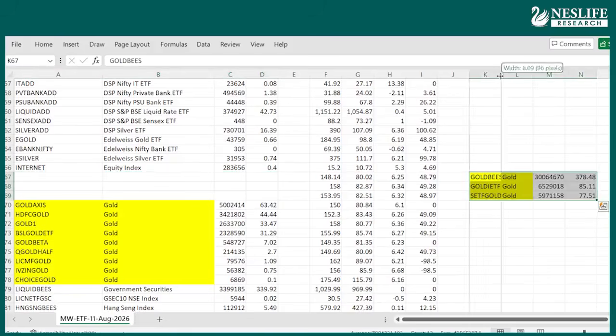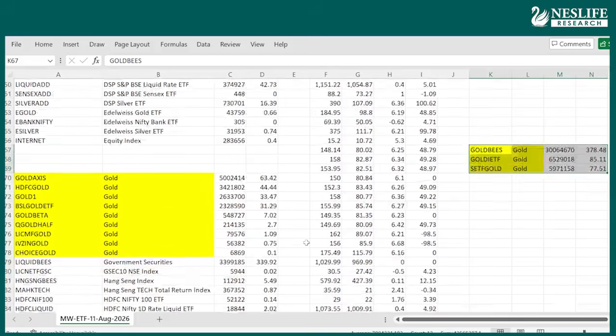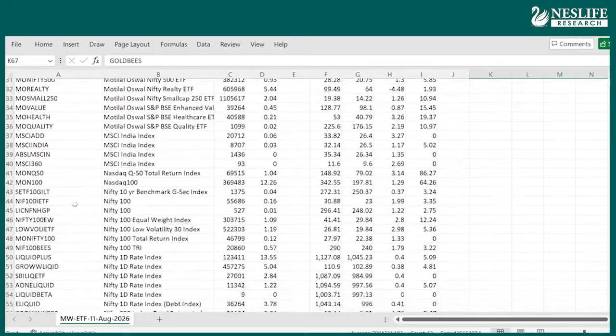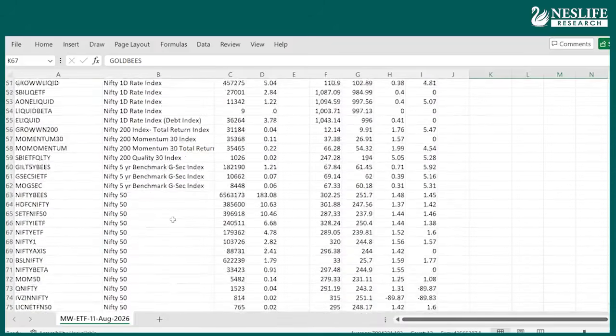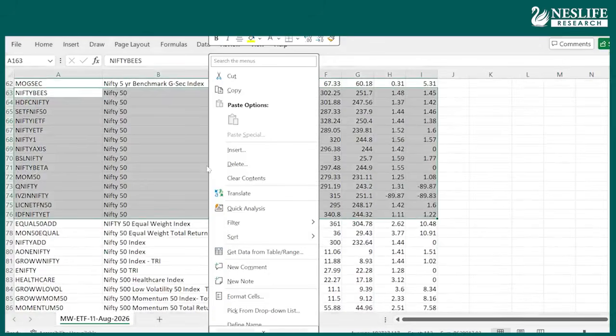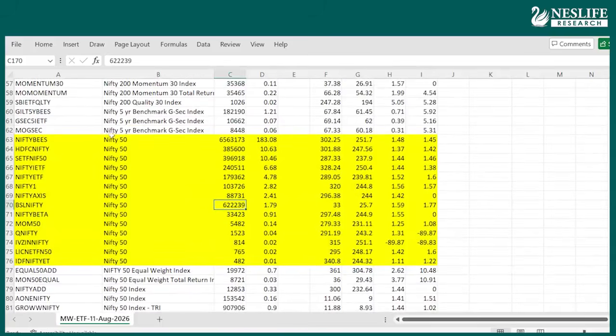And then you can find the expense ratio of these. Okay, expense ratio as well as tracking error and tracking difference. Let me show Nifty 50. Okay, so this is Nifty 50. There are again 15, 20 funds. Okay, so all these are ETFs.